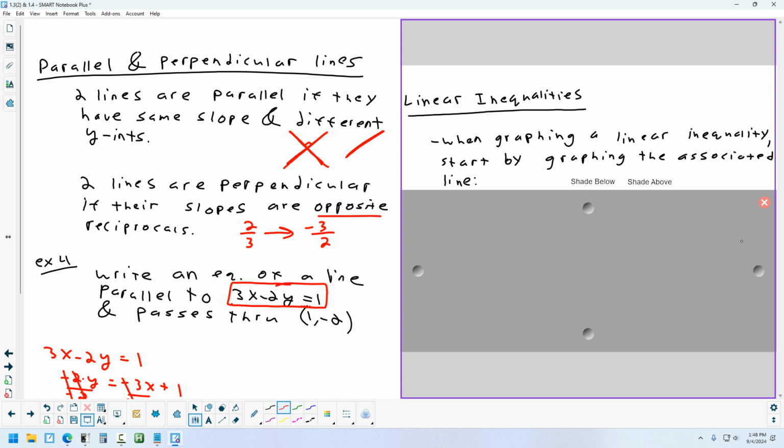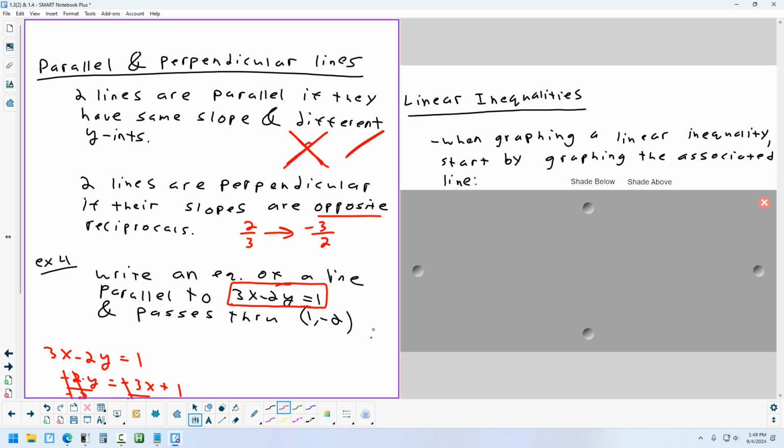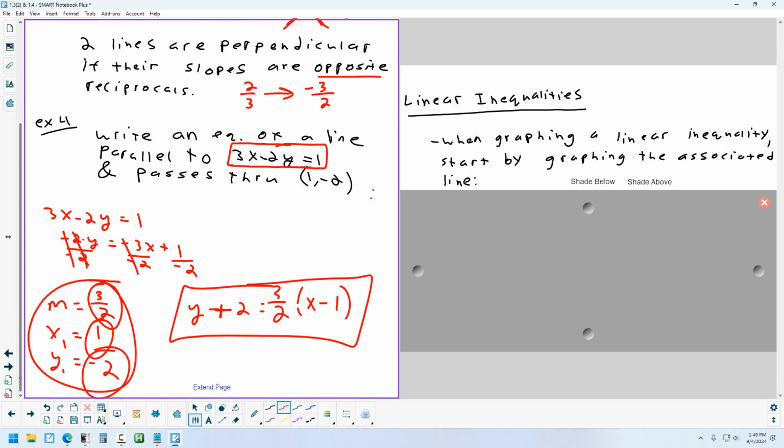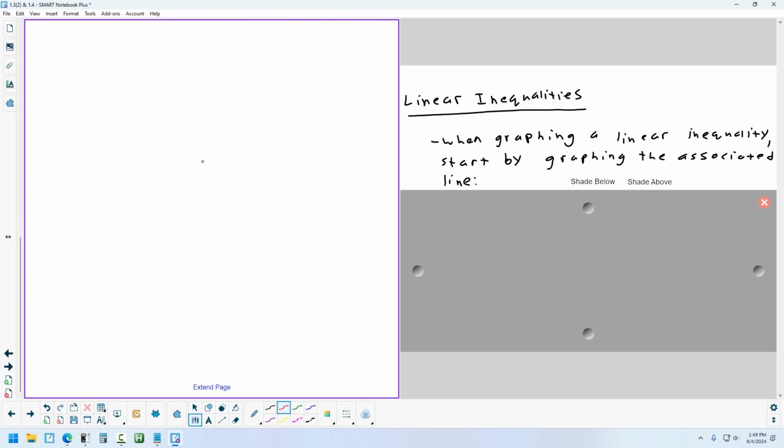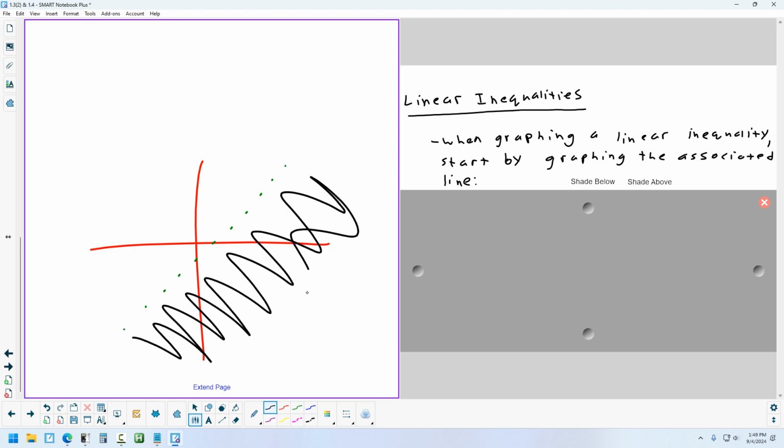So when we're graphing an inequality, okay, here's an example of what one could look like. So a line, and then shade. That's an example of what we're doing. That's like a final answer, what the picture looks like. So there's 2 steps when you're graphing an inequality.